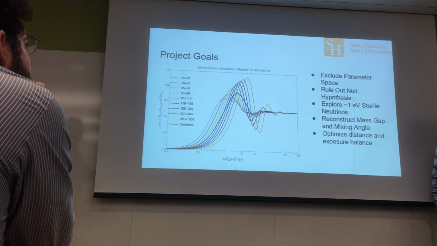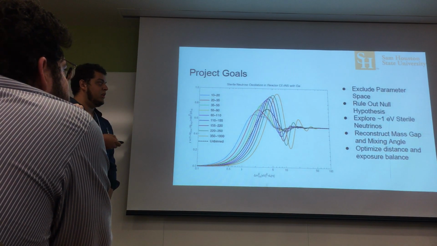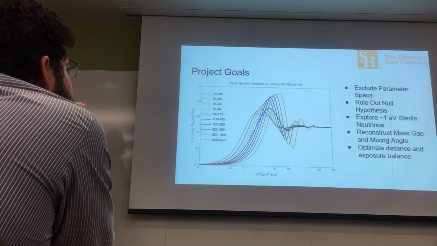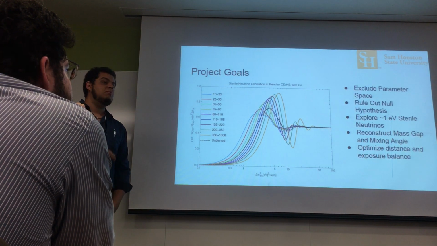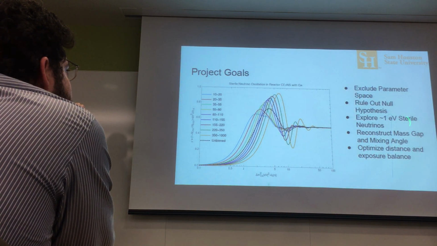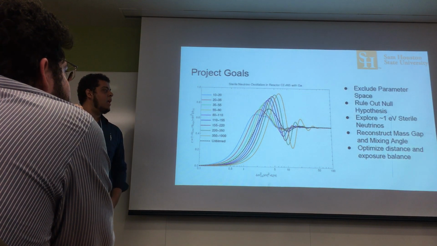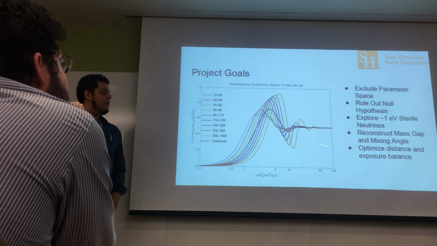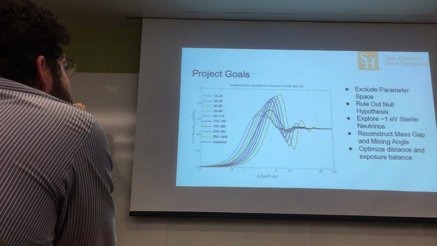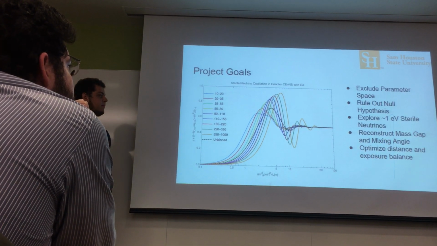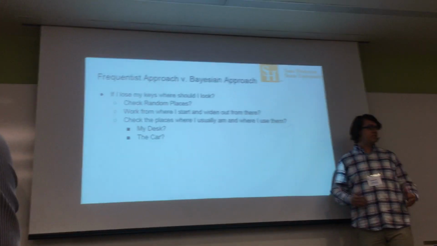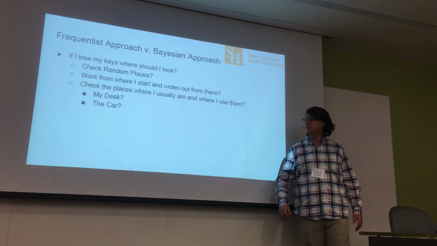Some goals for our project: hopefully exclude much of the parameter space, maybe rule out the null hypothesis, explore the 1 electron volt sterile neutrino range, reconstruct the two parameters, mass gap and mixing angle, and optimize the distance and exposure balance in a neutrino experiment. Moving forward, it's going to be important for us to discuss the underlying statistics involved with this.